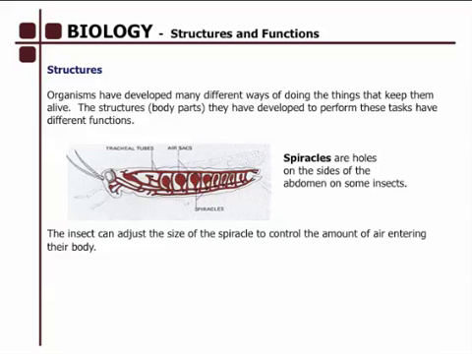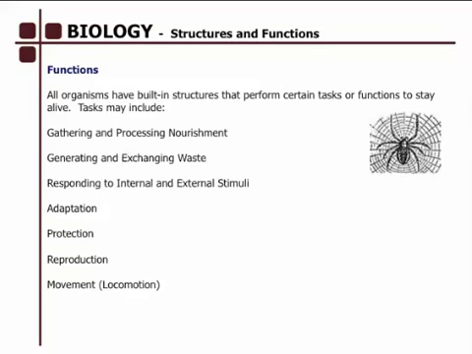This is different than mammals, where we use our lungs, right? So this is something completely different. And we have functions. All organisms have built-in structures that perform certain tasks or functions to stay alive. These tasks may include gathering and processing nourishment, generating and exchanging waste, responding to internal and external stimuli, adaptations, protections, reproduction, movement, and locomotion, which is very important.